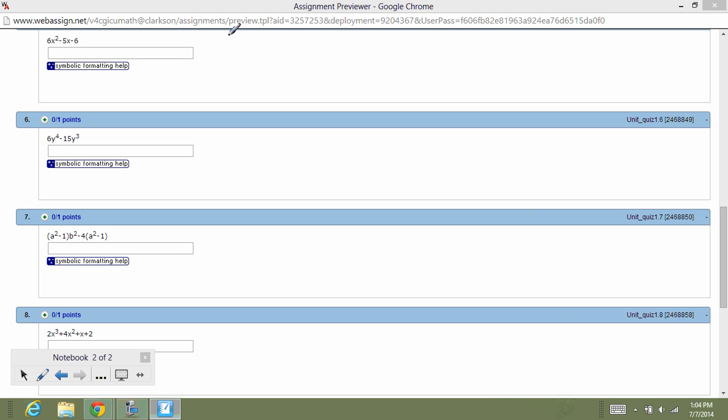Question number 5 here, we've got 6x squared minus 5x minus 6. And I'll again employ the AC method, seeing as how we have had some students who had both difficulty and just wanted to see it repeatedly. So 6 times 6 gives me 36. So the factors of the AC product are 1 and 36, 2 and 18, 4 and 9.